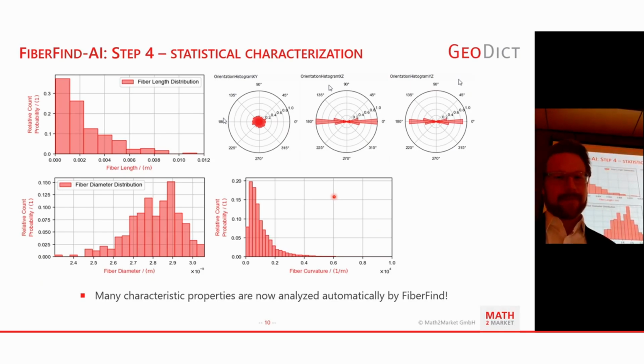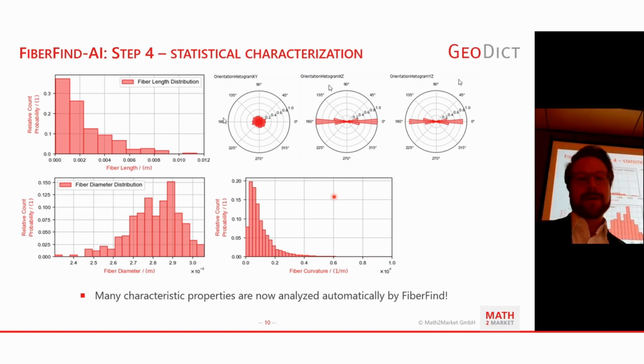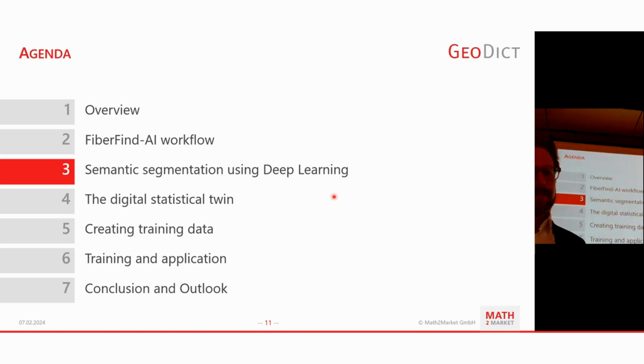So there's a lot of potential analysis that you can do, and possibly also do yourself if you want. You can actually get this GUT information from Geodict easily with GeoPython, and trace and do any analysis along the fibers that you want, because this is a really straightforward representation of the fibers. Now in the next step, I want to explain how this first step, extracting the center lines, works in the FiberFind AI workflow.